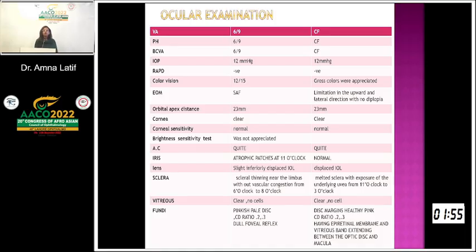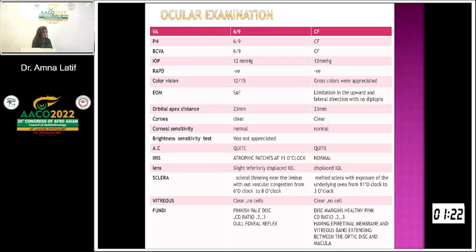The extraocular muscle movement in the right eye was smooth, accurate, full, and equal, but there was limited upward and lateral movement. There was limitation in the left eye with upward and lateral direction, with no diplopia. The brightness sensitivity test was not appreciated. The lens in both eyes was inferiorly displaced, but more in the right eye.